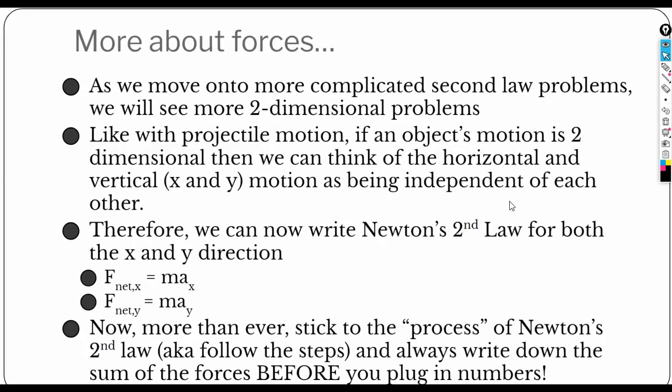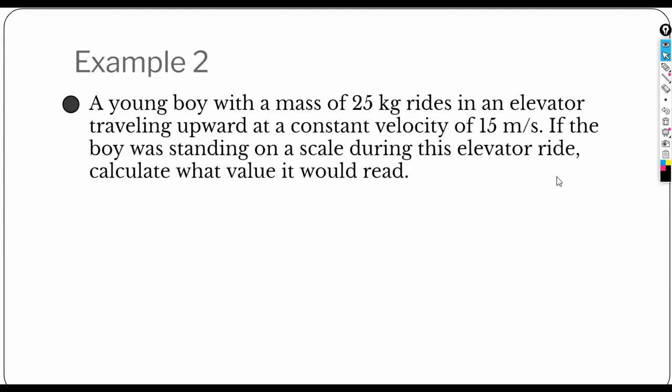And then finally, example 2. Example 2 says a young boy with a mass of 25 kilograms rides in an elevator traveling upward at a constant velocity of 15 meters per second. If the boy was standing on a scale during this elevator ride, calculate what value it would read. I want you to pause here and try to answer example 2 on your own.